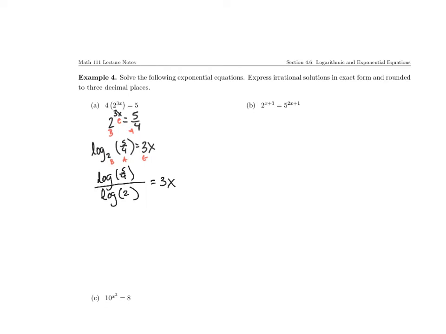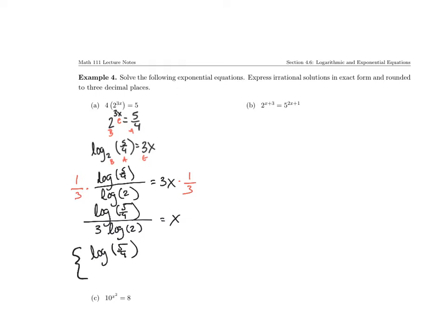And then I can divide both sides by 3, however, that's going to give me a triple fraction. So instead, I'm going to multiply both sides by 1/3. That way I can just multiply straight across in my fractions and say that log of 5 over 4 divided by 3 times log of 2 is equal to x. So this is what I'm going to be putting in my solution set, since this is as simplified as we can get. That's as exact as we can go. So this is my irrational solution in exact form that's in my solution set.